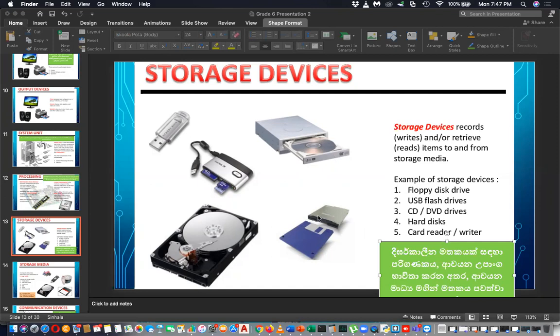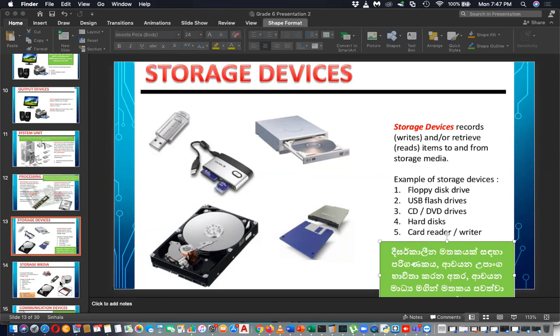But nowadays we are not using floppy drives because they have very limited capacity. They can save up to 1.44 megabytes, not even a single picture file. So it's very small storage. Now we are using hard disks, cards, CD, DVD drives, and pen drives.